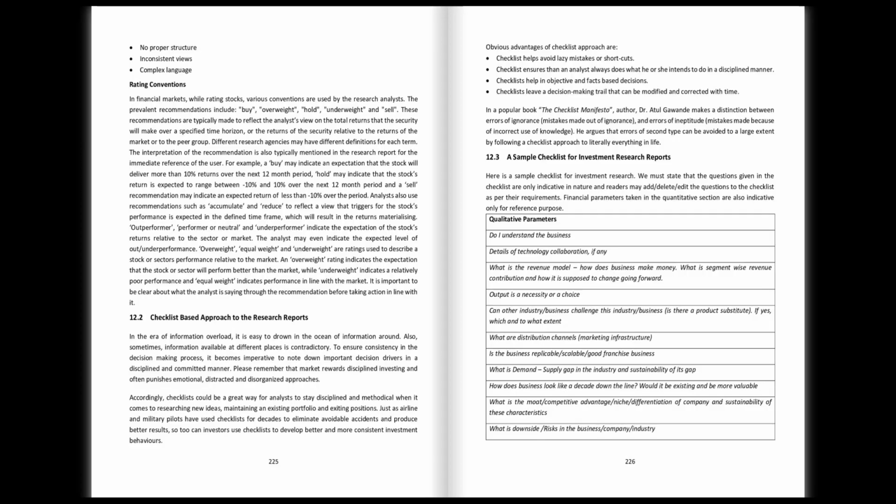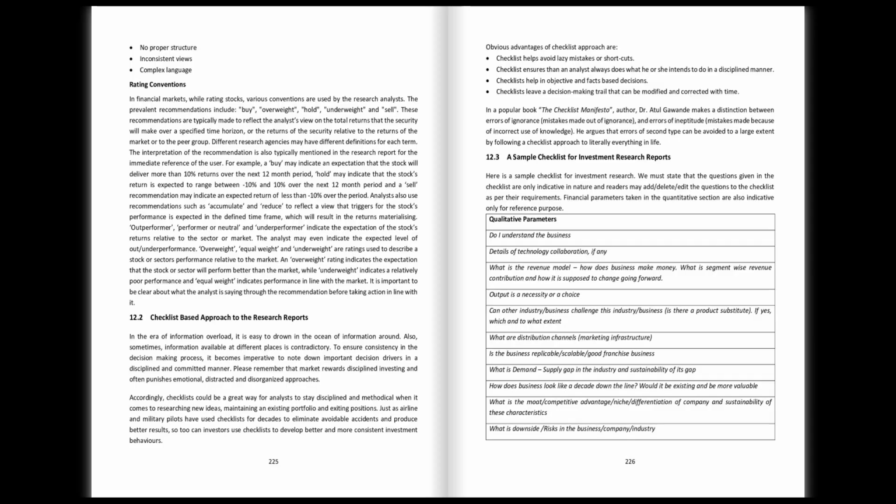Analysts also use recommendations such as accumulate and reduce to reflect a view that triggers for the stock's performance are expected in the defined time frame, which will result in the returns materializing. Outperformer, performer or neutral, and underperformer indicate the expectation of the stock's returns relative to the sector or market. The analyst may even indicate the expected level of out/underperformance.